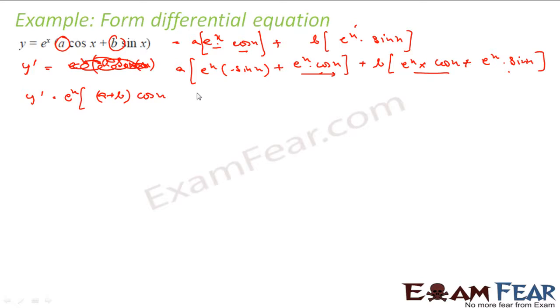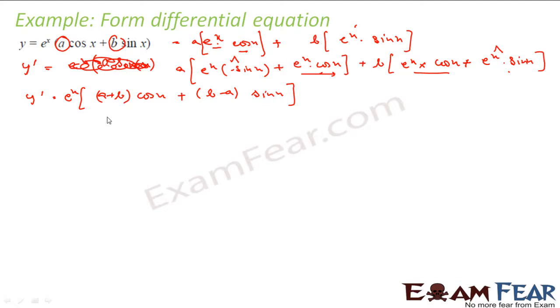Correct? For sin x, I have this guy and this guy, that is b and a, where my b is positive and a is negative, right? So this becomes plus b minus a sin x. This is what I get as y dash. Correct? Now I have to find y double dash.